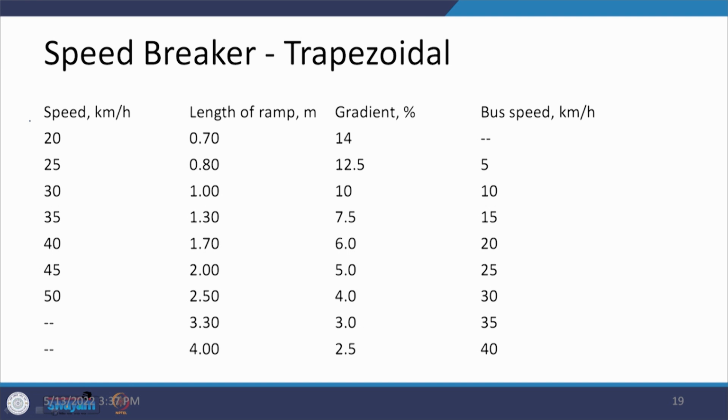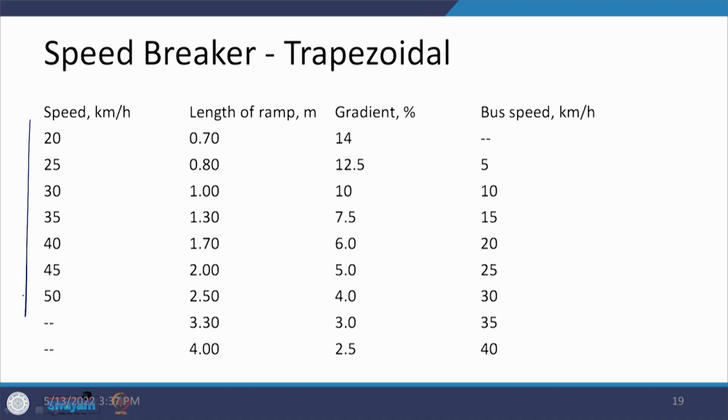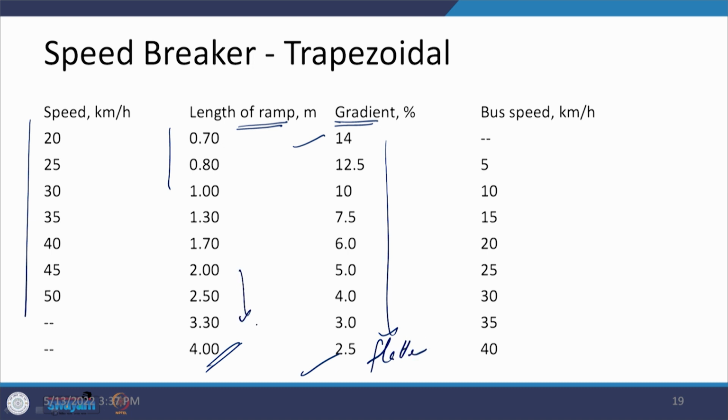Let us look at how it translates in the case of a trapezoidal one. In the case of the trapezoidal one, the speeds are again changing from 20 to 50 kilometers per hour or more than that. But here the two things we are looking at are the gradient and the length of the ramp. The length of the ramp is changing from 0.7 meters to 4 meters, and the gradient is changing from 14% to 2.5%. Obviously, as the gradient is becoming flatter, the length of the ramp is increasing.